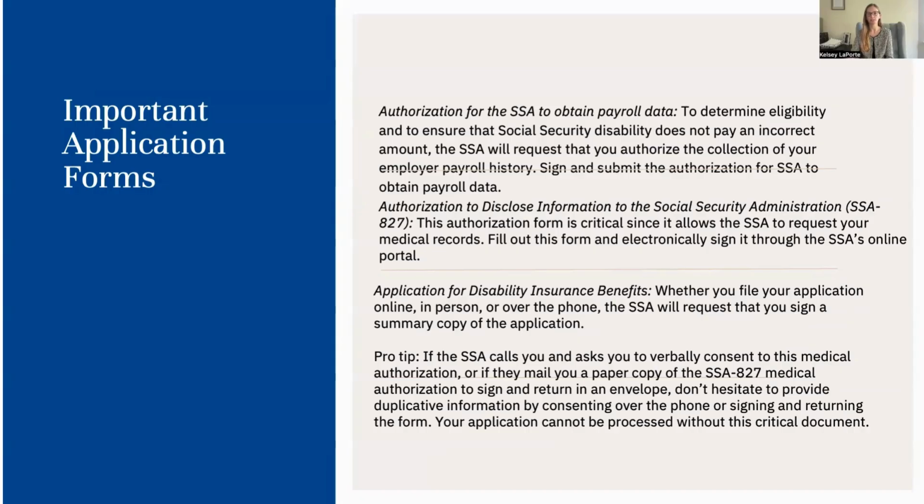In addition, after you file your application online, the SSA will mail you a summary copy of your application. You have to sign a copy of the application and submit it to the SSA. This signature tells the SSA that the details you provided in the application are true and accurate to the best of your knowledge. And the SSA won't process your application until they receive this signed form.